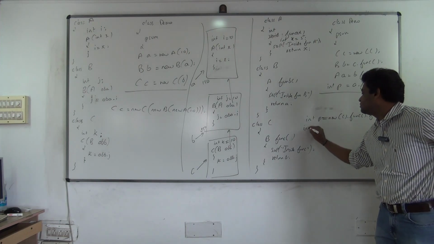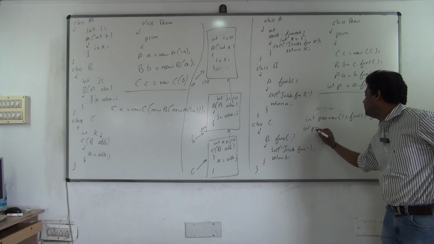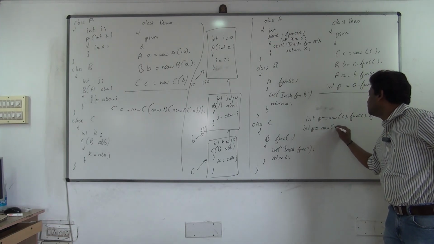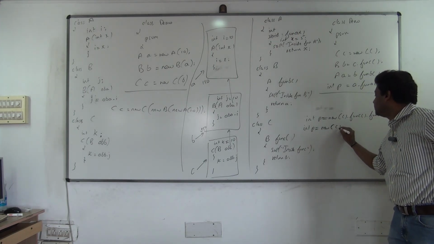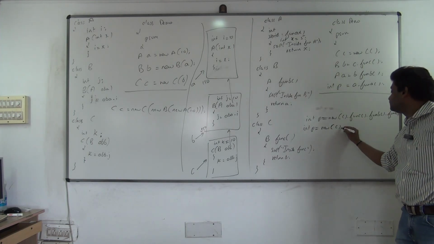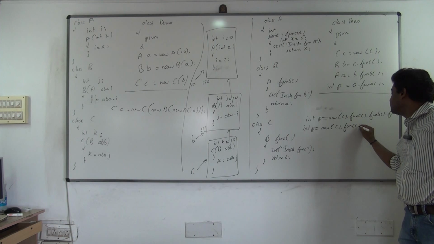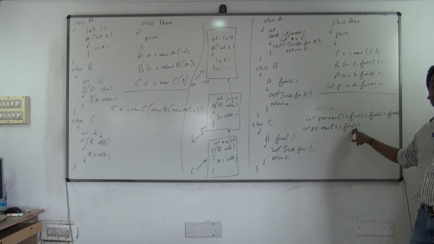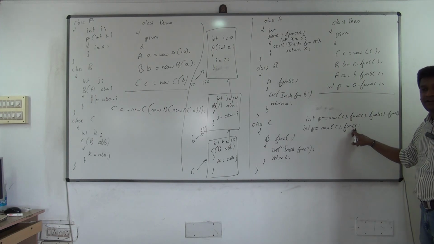I'll write it again. See this, if it is not visible to you properly. Int P is equal to new C. Here there is no constructor. The default constructor I am calling, new C dot what? Fun C. Means in C, which method are you calling? Fun C. Once I call this method, what's the return type? An object of type B.